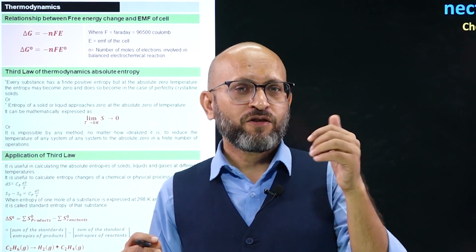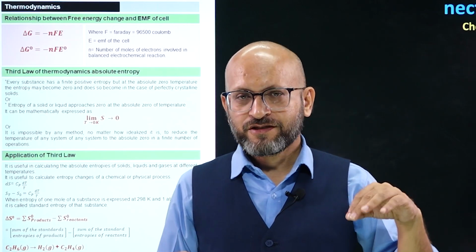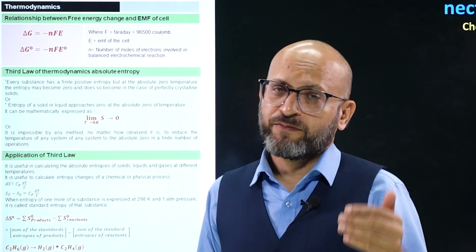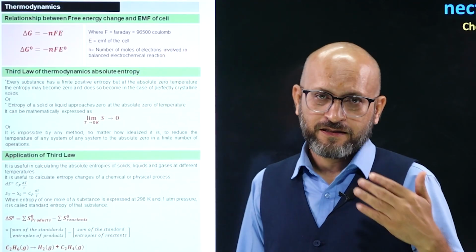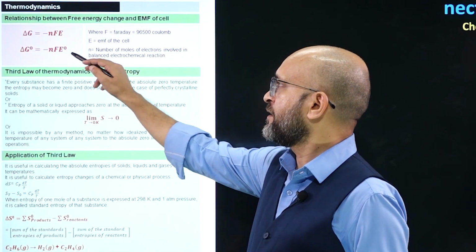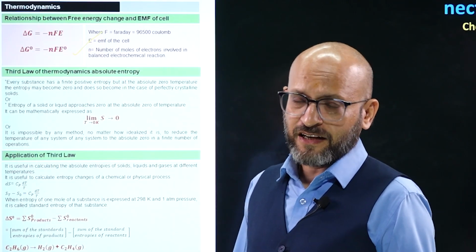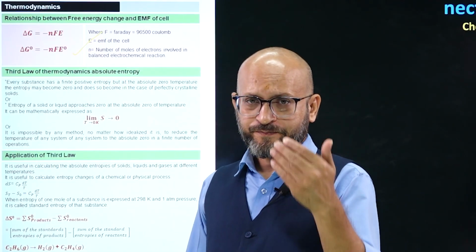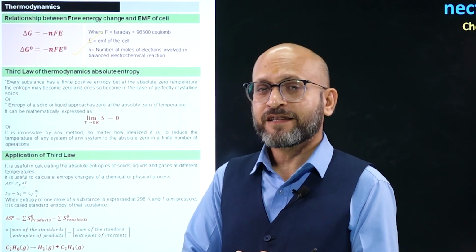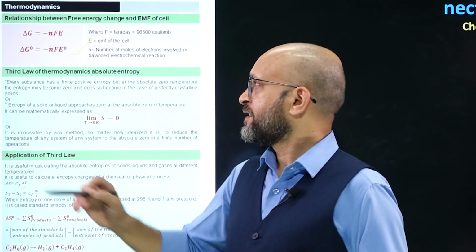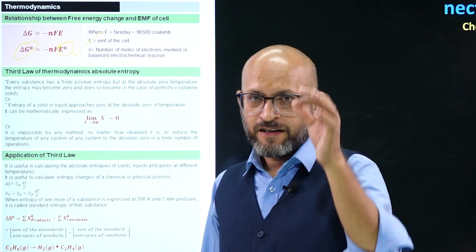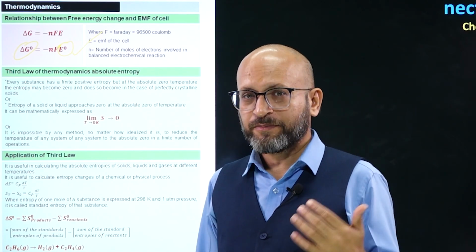So what is this naught? Naught is again for standard conditions. That means temperature is 298 Kelvin and pressure is 1 bar. So if you take these conditions, then delta G naught equals minus nFE naught. And if you have normal conditions, then we will be using delta G equals minus nFE. Without this naught value, we are talking about normal conditions. If this naught value is written at the top, that means standard conditions.